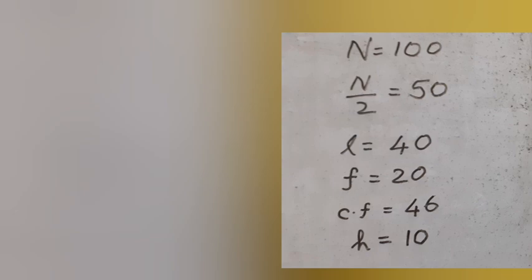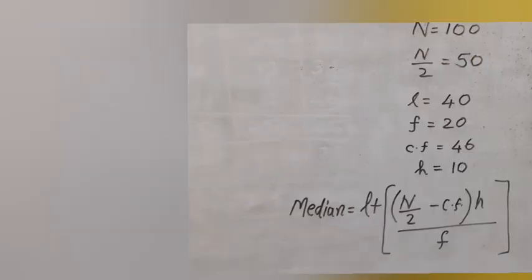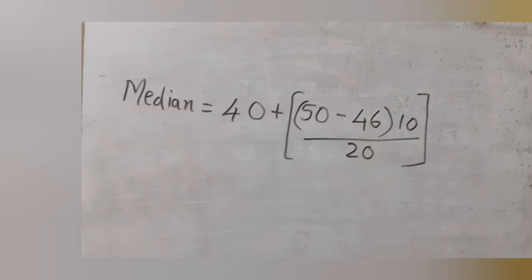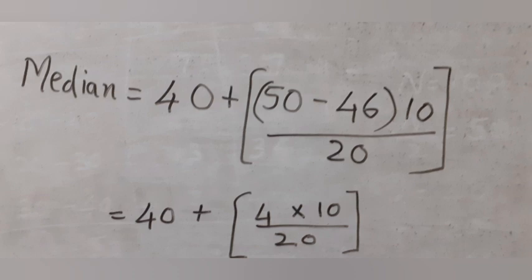Now we apply all these values into the formula for median. Simplify inside the brackets before adding to 40. So we get 40 plus 2, which is 42.